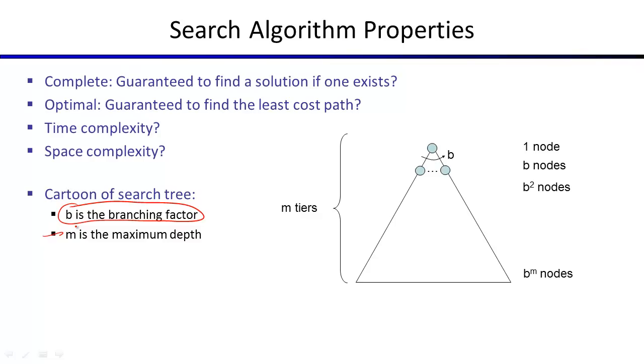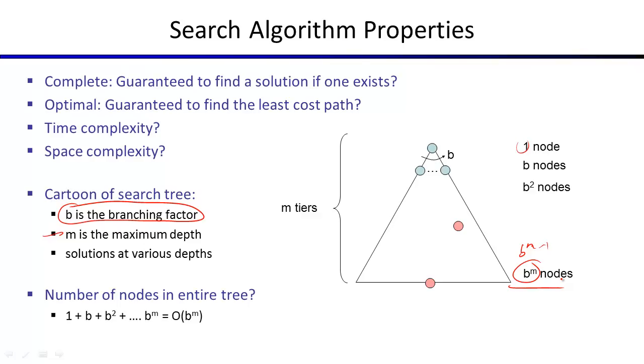Okay, then this entire search tree has B to the M nodes. And the bottom layer, B to the M minus 1, the layer before and so forth, and just one node at the top. You sum this all together, you get order B to the M nodes in your search tree. It could be very large.